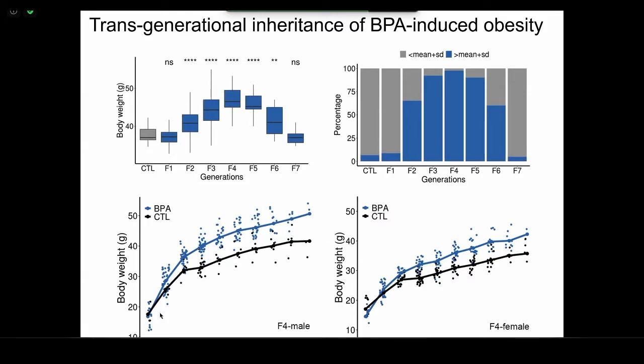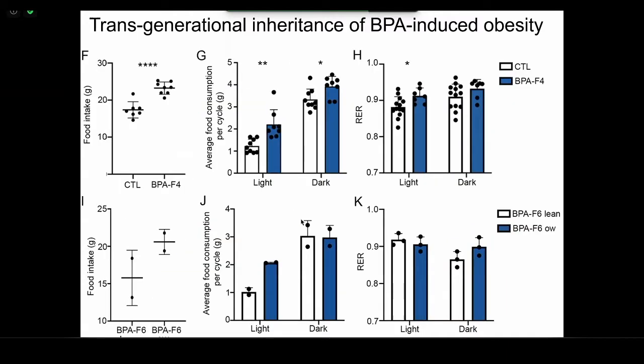And you can see that if we look at the change in weight with age, at week 3 the control and the obese and the BPA-treated mice are more or less the same, and the weight difference increases with age. To make a long story short, the reason for that is that the progeny of BPA-treated mice eats more.